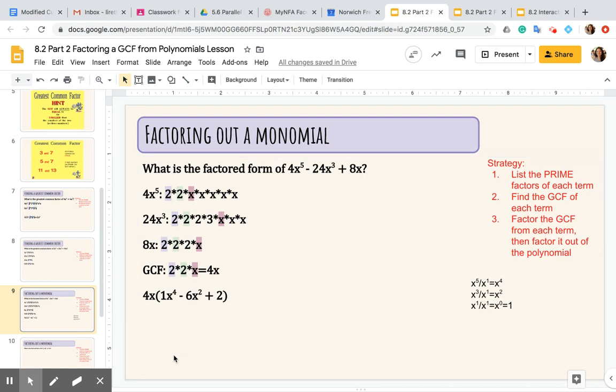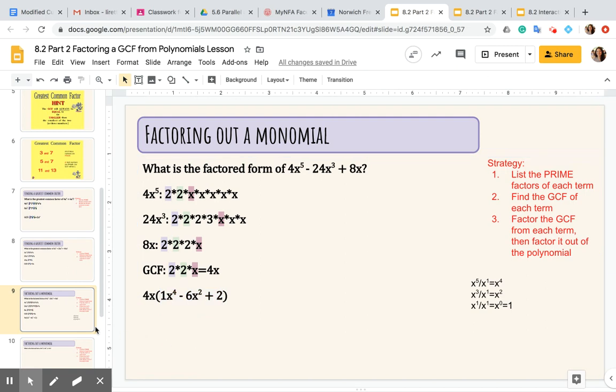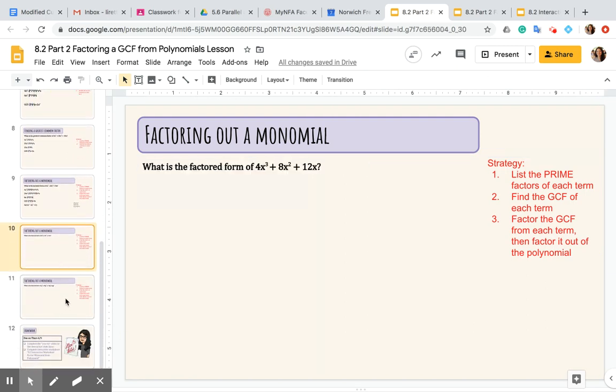Okay, so to recap what we just did, I broke down each individual term into its prime factors. I identified what was common across those prime factors to find my GCF. I pulled the GCF out of this polynomial and divided to see what was left inside the set of parentheses. Okay, let's do another one like this. And I have not one more, but 2 more because I want to really have us practice this.